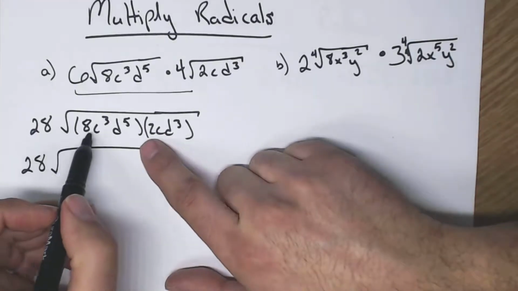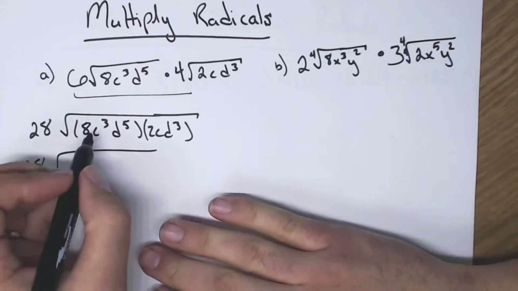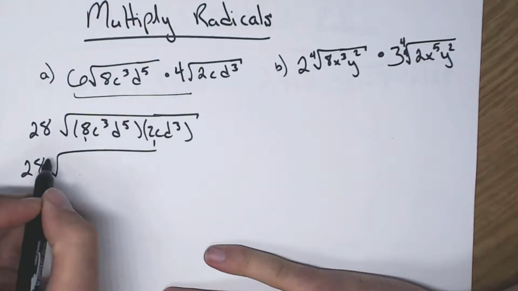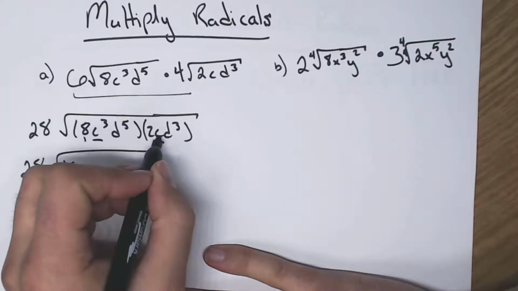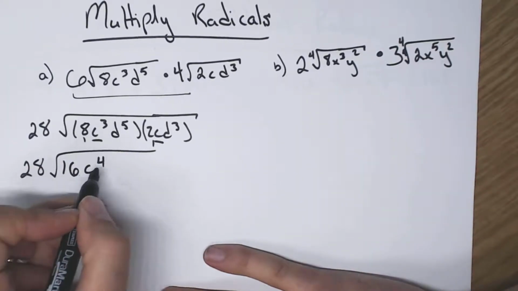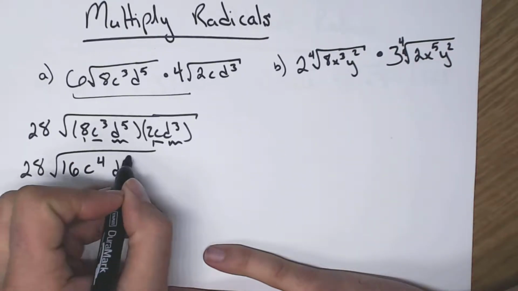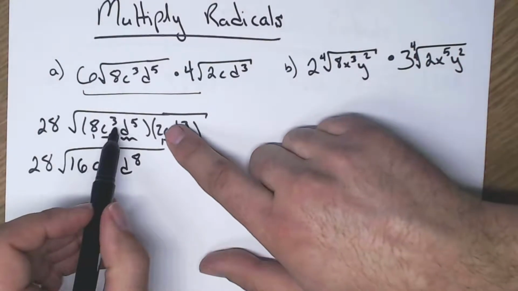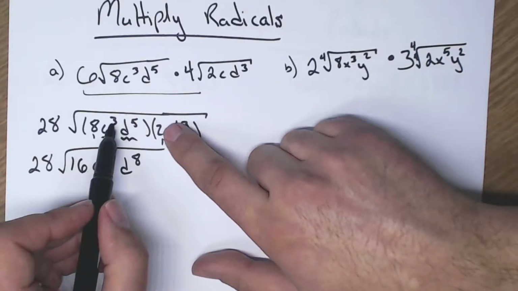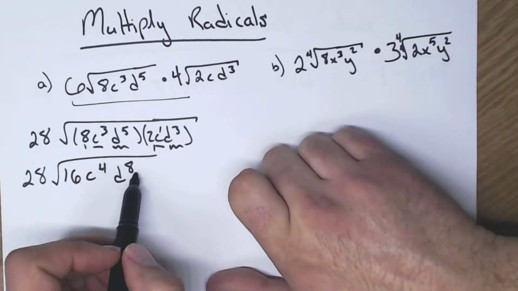Now I can reorder this a little bit because of the commutative property of multiplication. So I'm going to have the 8 times the 2 is 16. C cubed times c to the 4th, and then d to the 5th times d cubed is d to the 8th. When I'm multiplying the same base, I add up their exponents. So 3 plus the 1 on this c gets me 4. 5 plus 3 gets me 8.